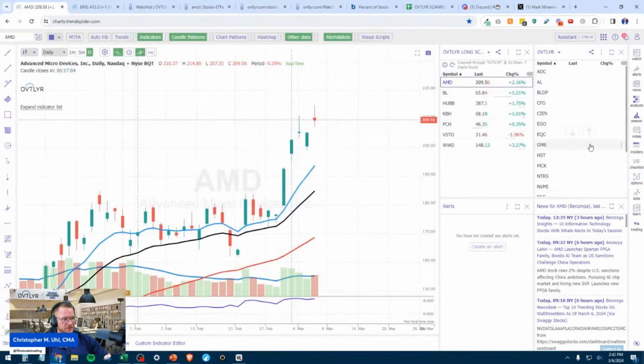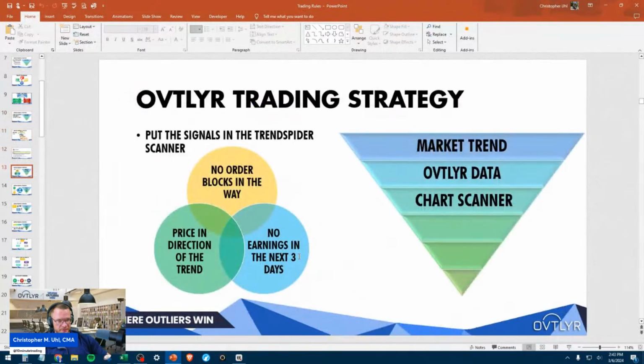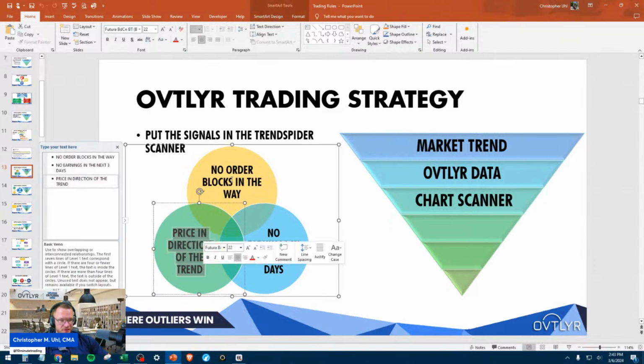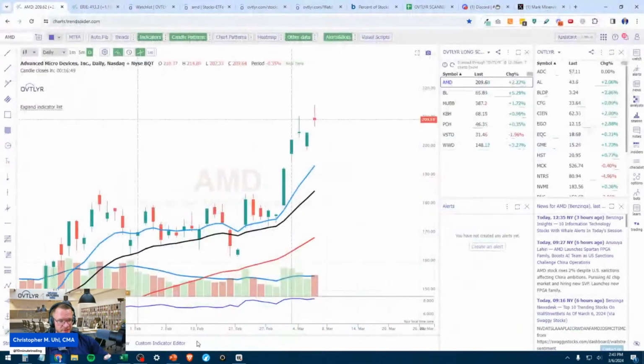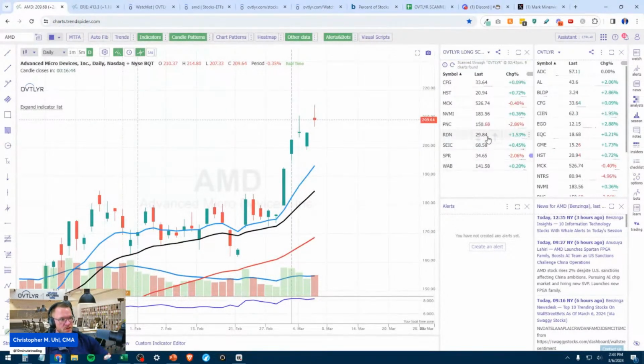All right, there's the list of 19 names right there. And then the next step is to run the chart scanner. It's going to check that the price is in the direction of the trend, there's no order blocks in our way, and there's no earnings in the next 3 days. So that should just refresh if I do this. Cool. So there are 9 that pass from that criteria.